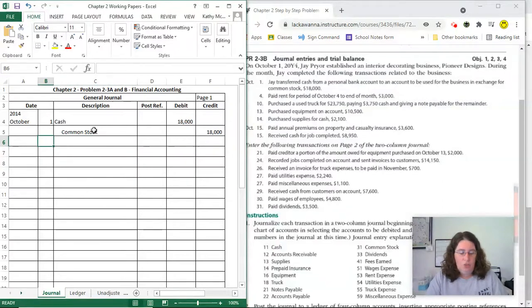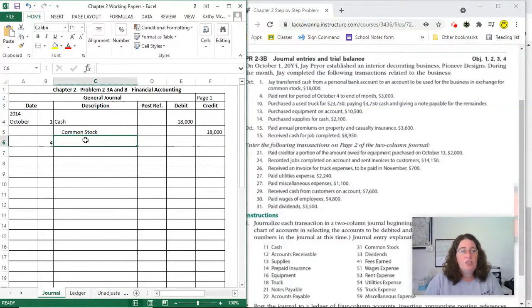Now, second entry was on October 4th. We paid rent for the period of October 4th to end of the month for $3,000. Now here, we are not receiving cash, we are paying cash. So in the first entry, we received cash and we debited it. In this case, we're going to credit cash because we're paying cash.